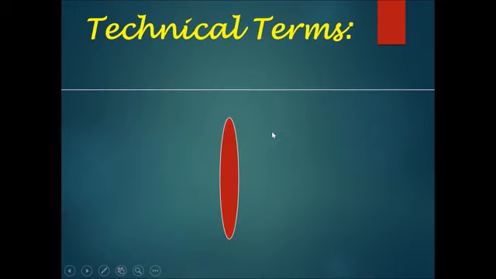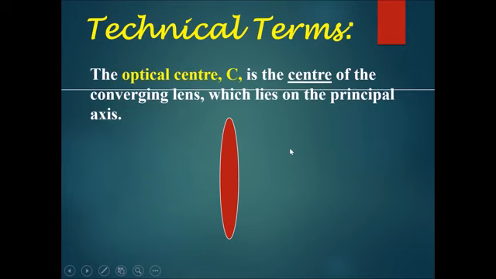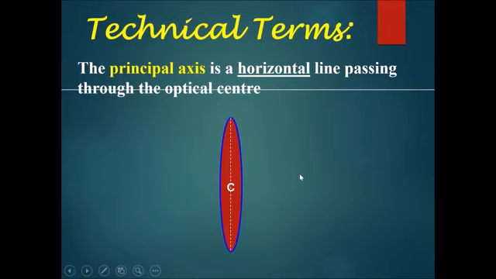So let's talk about some technical terms. The first one is the optical center C. This is the center of the converging lens, which lies on the principal axis. You can see that the lens is thick. If you draw a line through, the optical center C will be in the middle. Now, the next one is called the principal axis. It is a horizontal line passing through the optical center. Make sure that this is at a right angle to the lens.